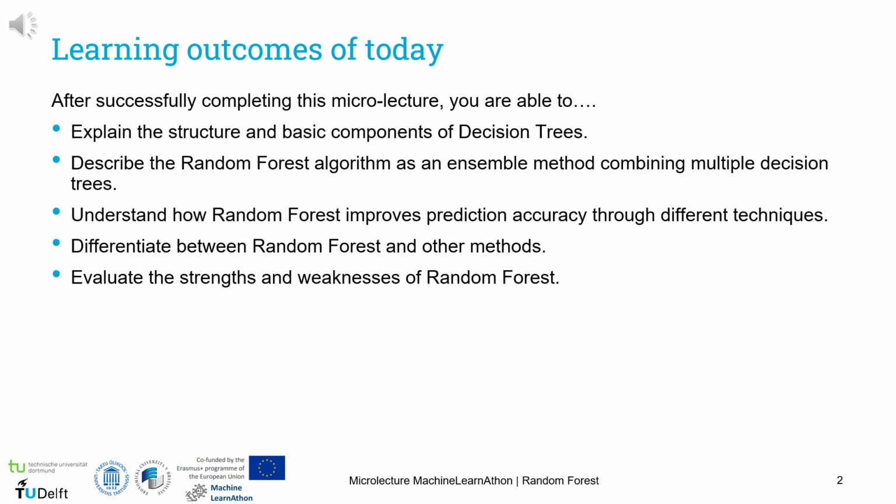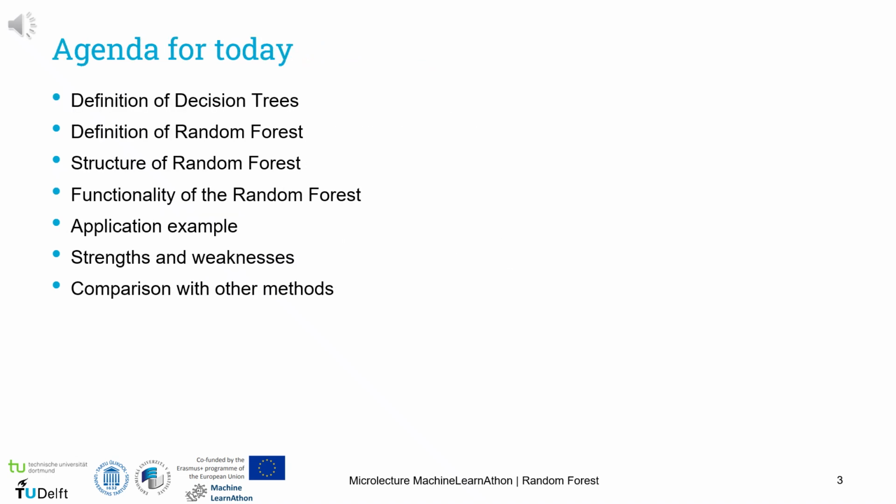In this micro lecture you will learn what the structure and basic components of a decision tree and also a random forest are, as a random forest is only an ensemble method using multiple decision trees. You will understand how a random forest improves prediction accuracy, and you will be able to differentiate between a random forest and other methods, more specifically XGBoost and LightGBM. And you will be able to evaluate strengths and weaknesses of a random forest.